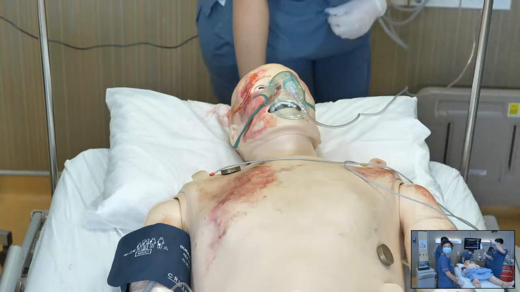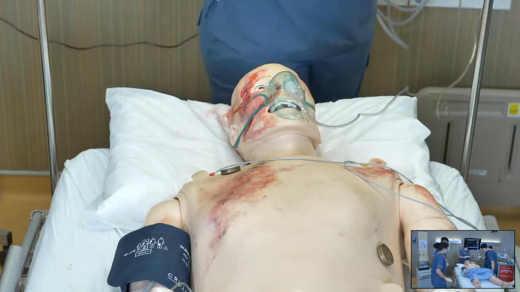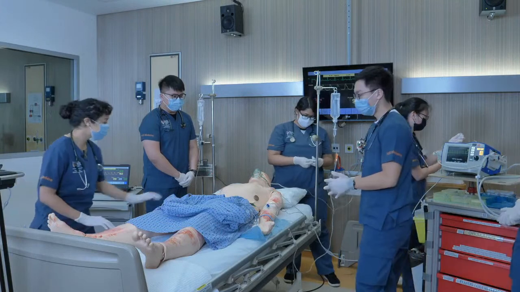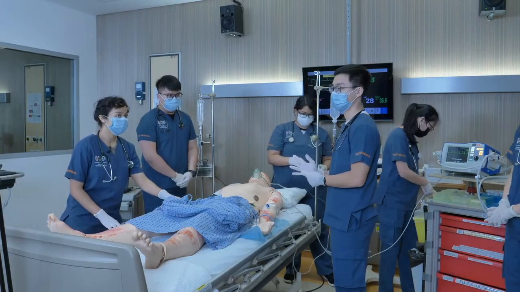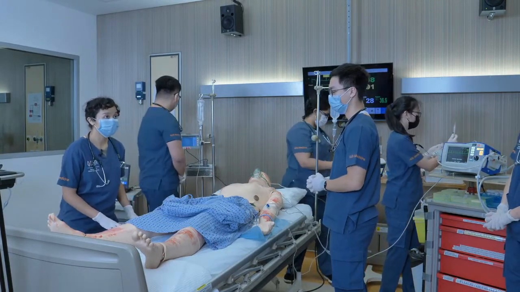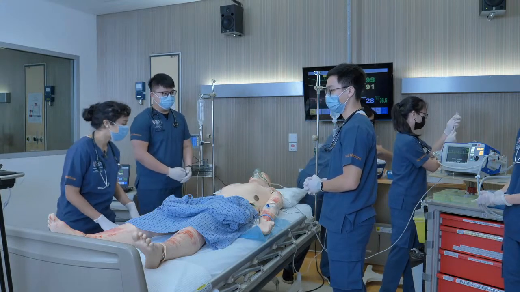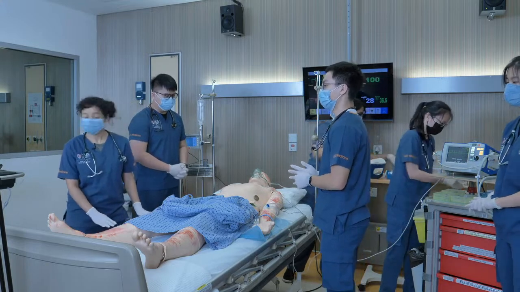Bilateral equal breath sounds. Okay, breath sounds are equal. Let's proceed with the examination. That's reassuring. Meanwhile, have we set up the IV access? Yep. We've taken FBC, renal panel, GXM, PT/PTT, as well as arterial blood gas. Okay, perfect. Thank you. IVs have been set up and bloods have been sent for lab investigations.